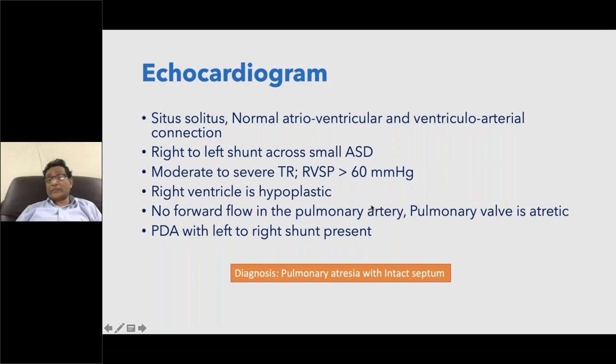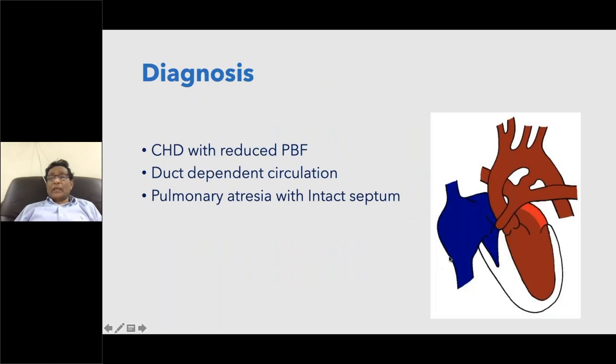Whenever you have high RVSP and PDA with left to right shunt, that is not PAH. In the previous case, high RVSP with PDA and right to left shunt was 100% PPHN or PAH, whatever the context, due to suprasystemic pulmonary hypertension. Here, PDA with left to right shunt and high RVSP suggests pulmonary valve atresia. In pulmonary atresia with intact septum, the right ventricle is hypoplastic and the pulmonary valve is atretic.